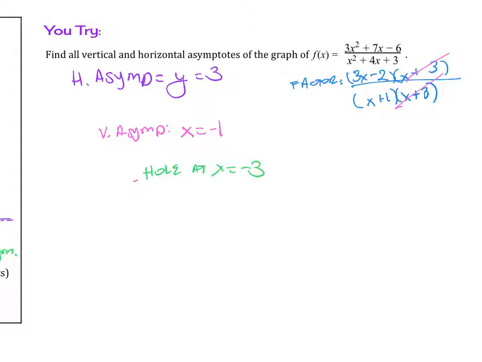If you plug negative 3 into this equation here, you could find exactly where that hole is. That would be 9 minus 2 over negative 3 plus 1, which is negative 11 over negative 2, or 11 halves. So the hole is at negative 3, comma, 11 halves. That would be where the hole is, just as an FYI.